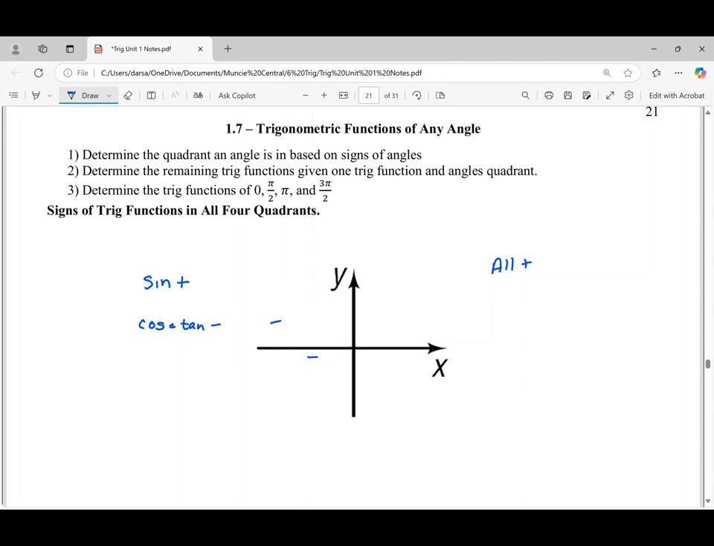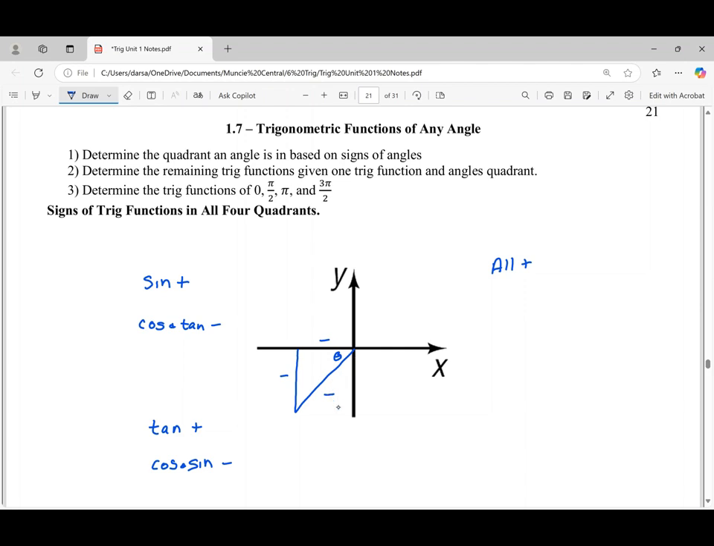When we look at the third quadrant, we can see that both the adjacent and the opposite are going to be negative. That means that when we do tangent, TOA, a negative divided by a negative is going to be positive, but cosine and sine are going to be negatives.